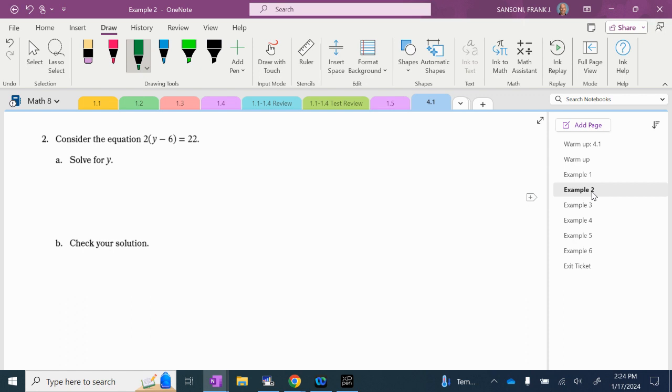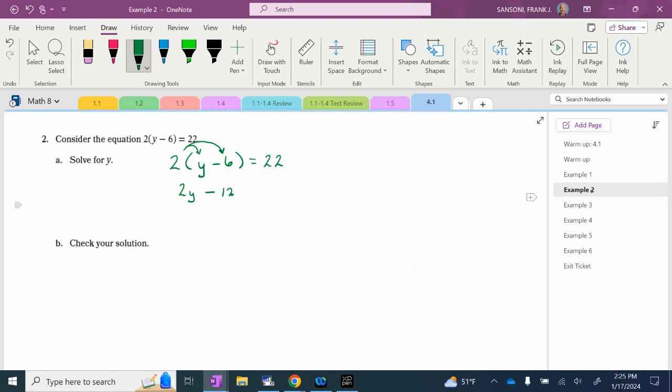My goal is to solve for y. It's no longer an x, it's a y. It's just a letter. What property do I need to do first? Distributive property. So draw your arrows. But don't get so excited and happy with yourself that you just draw arrows and that's all you do. You have to go 2 times y. What's 2 times y? 2y. What's 2 times negative 6?